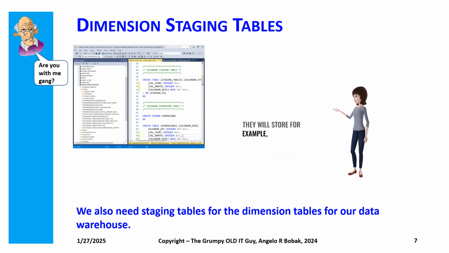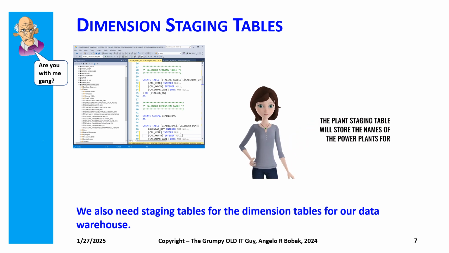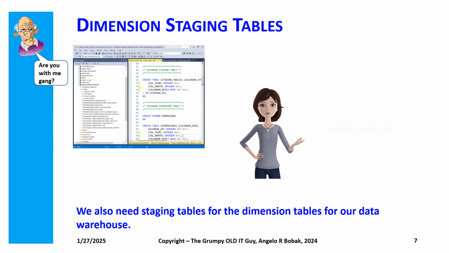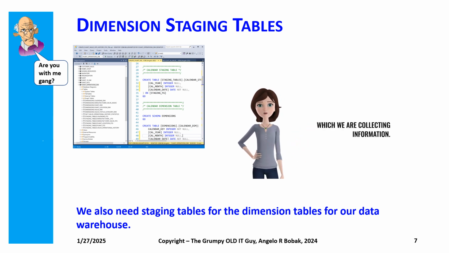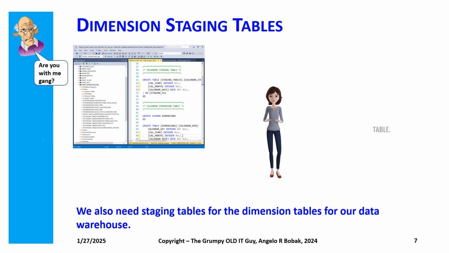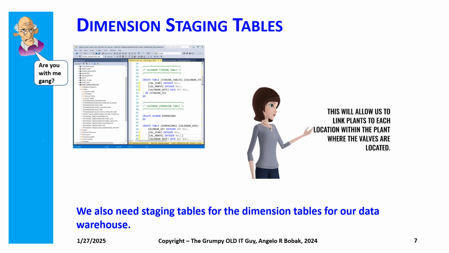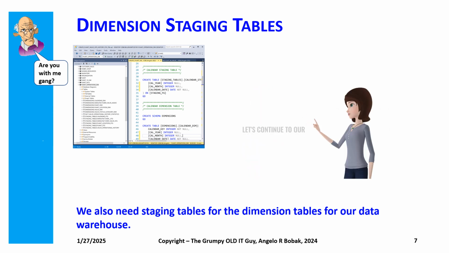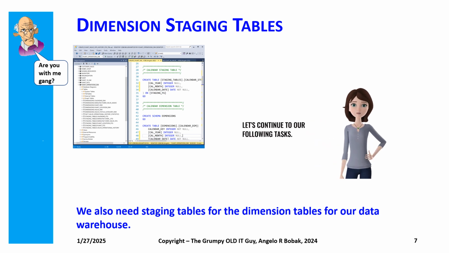The names imply the data they will store. For example, the plant staging table will store the names of the power plants for which we are collecting information. The plant location table will store the data for the plant location association dimension table. This will allow us to link plants to each location within the plant where the valves are located. Let's continue to our following tasks.